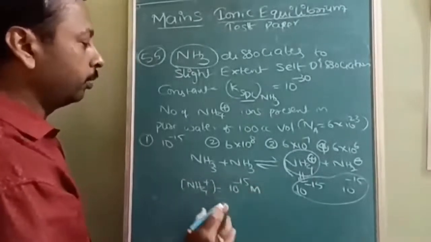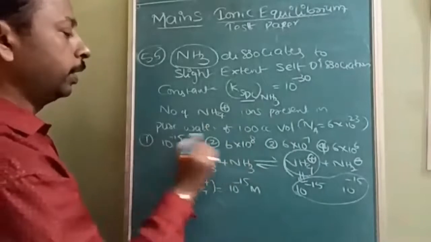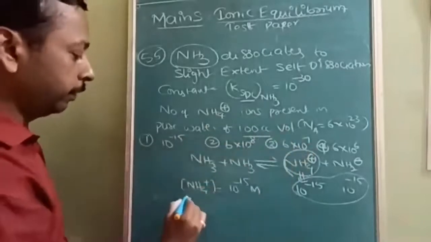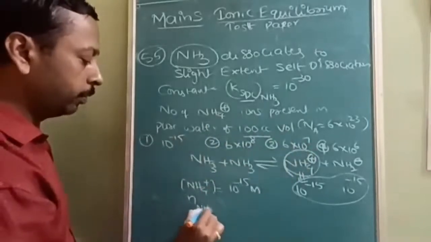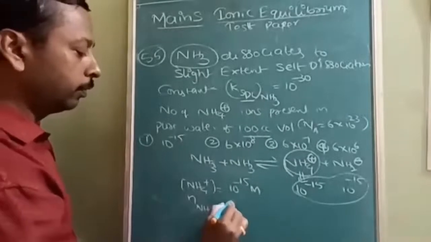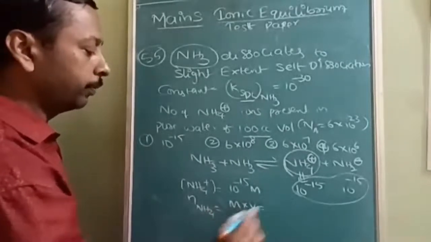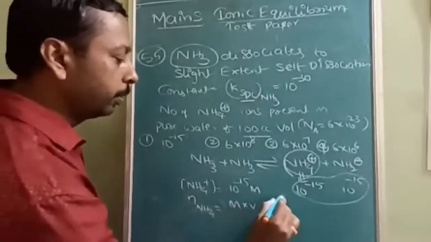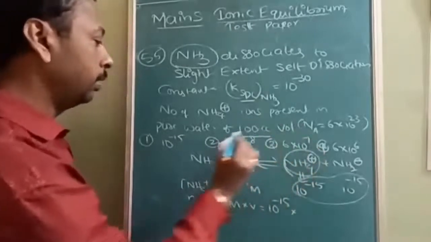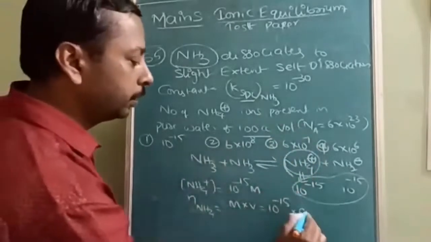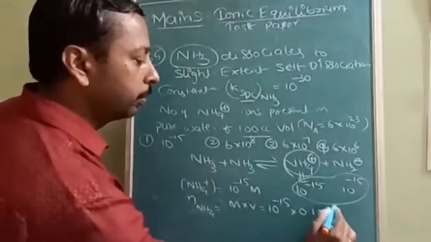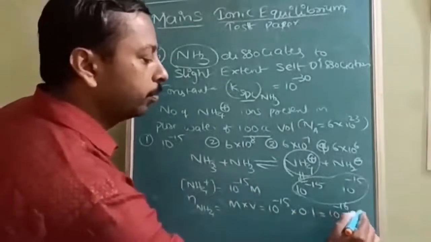So we got the molarity, and we have the volume. We will find out the number of moles. Number of moles of NH4 is equal to molarity into volume. Molarity is 10 to the power of minus 15. Volume is 100 cc, that means 0.1. So it is 10 to the power of minus 16 moles.